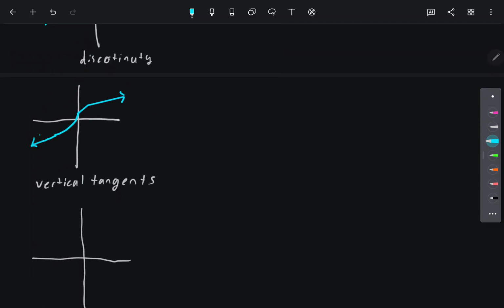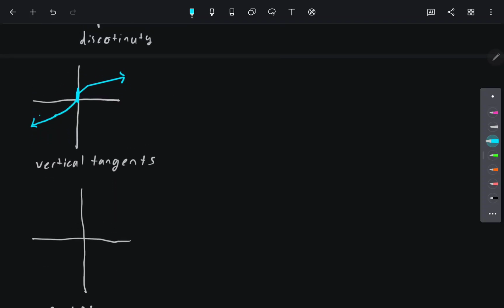Alright, well this is an example of a vertical tangent where this point near 0 is almost completely vertical. So what this really means is the limit is going to approach infinity. So the limit as h approaches 0 of f of x plus h minus f of x all over h is going to approach infinity or negative infinity. And because of that, we say the derivative does not exist, as infinity is not a number.